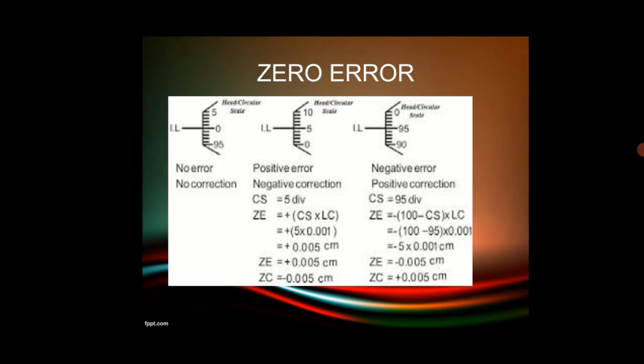Negative zero error. In the third diagram, you can see the reference line is coinciding with the 95th division of the circular scale. So here the zero error will be negative. And zero error value will be 100 minus 95 into LC. That is 5 into 0.001 centimeter. Here the error is negative. So zero error is equal to minus 0.005 centimeter. Since the error is negative, our zero correction will be positive. Zero correction is equal to plus 0.005 centimeter.